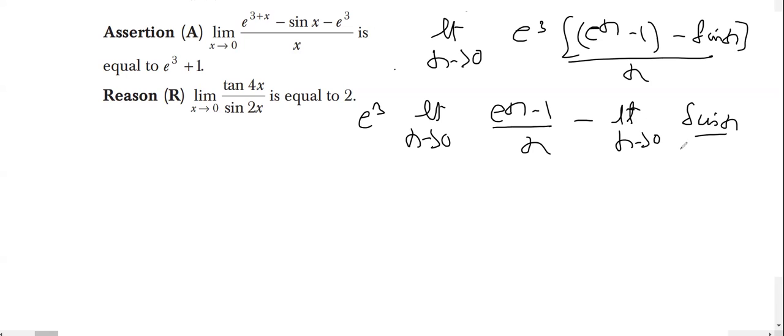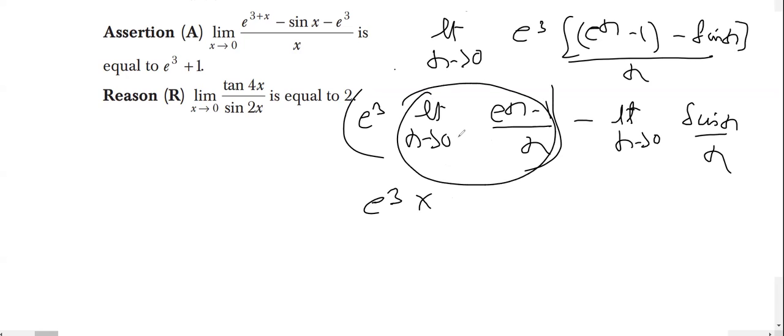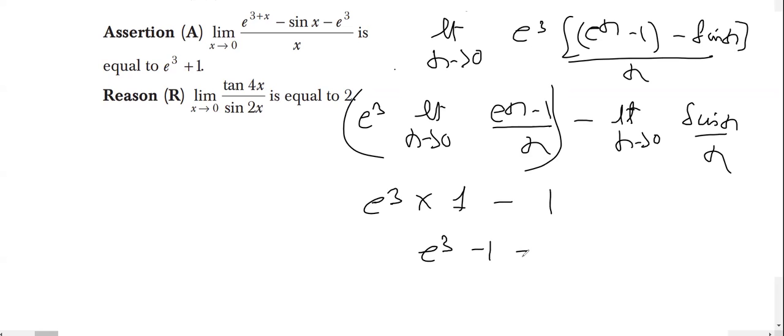Clearly, I can see this e raised to the power 3 is only with this and not with this. So this is a common error observed in this kind of question. This is e raised to the power 3, which is independent of x, and this part is going to give you 1. So replacing this with 1, minus this 1, it is e raised to the power 3 minus 1. So I think this is coming e raised to the power 3 minus 1. Well, the assertion is incorrect. In that case, the option will be D only.